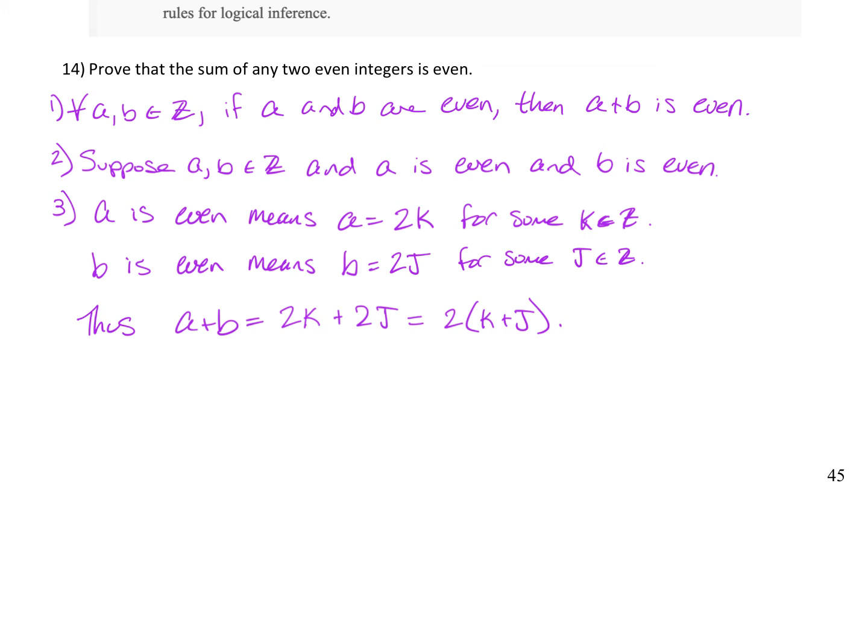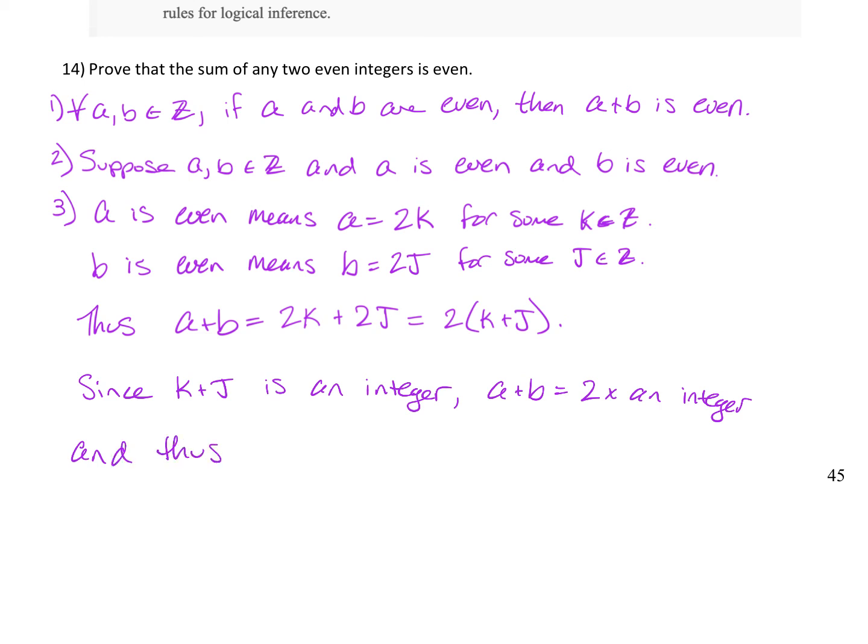Now, K plus J, that's an integer plus an integer, which we know is an integer. So we can just say, since K plus J is an integer, A plus B equals 2 times an integer, and thus A plus B is even.